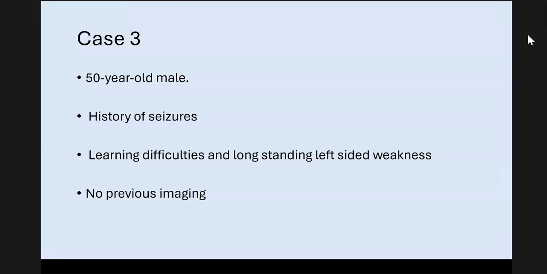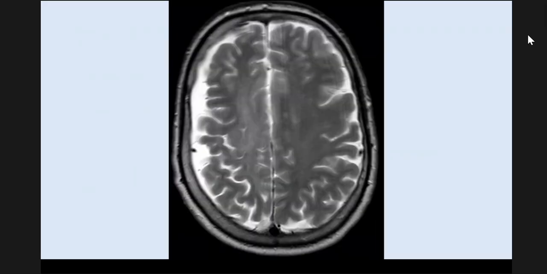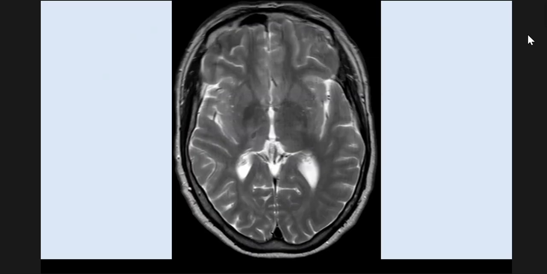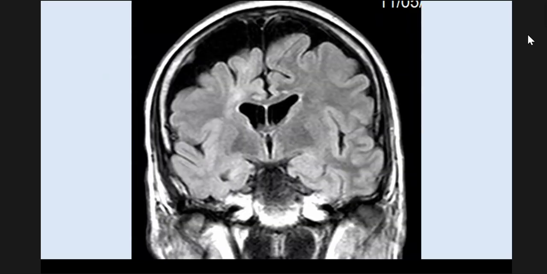Okay, moving on. Next case, this is a 50-year-old male with history of seizures again. This guy has history of learning difficulties and long-standing left-sided weakness. There is no previous imaging available again in his case. So let's go through some of the images. These are the T2-weighted axial images. There is an obvious abnormality in this, but we'll have a look for any other abnormalities. So the T2-weighted axial images, and then you have got the T2-weighted coronal FLAIR images.